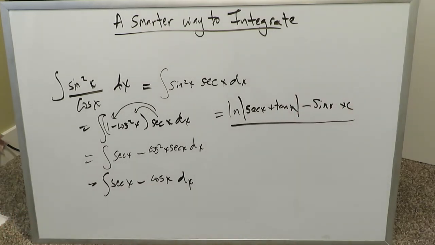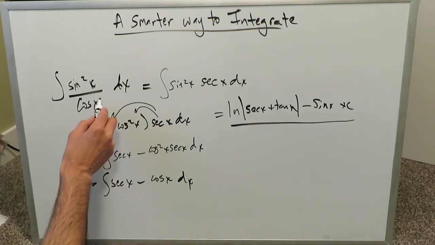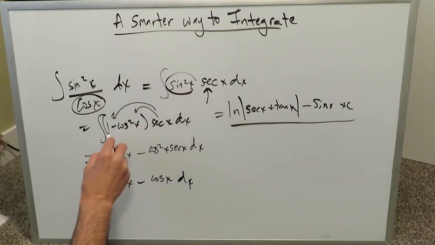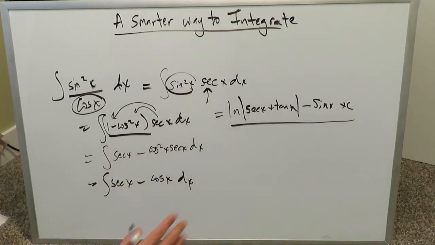And it's an easy, smart way to integrate because we recognized this could be brought up as secant x. This could be replaced with this trigonometric identity, and the question became very easy.